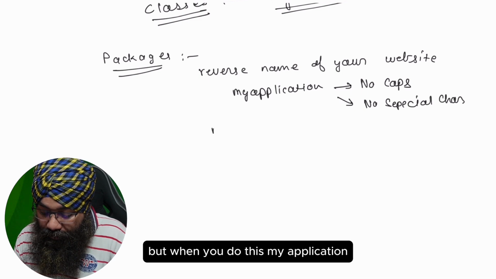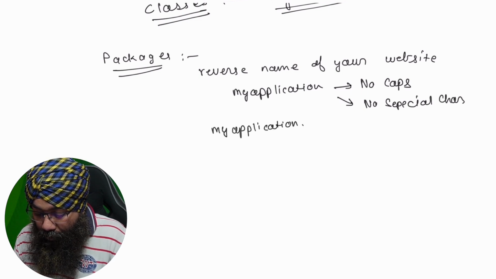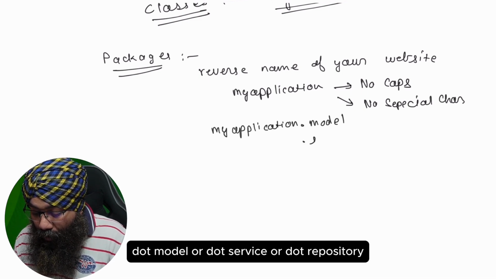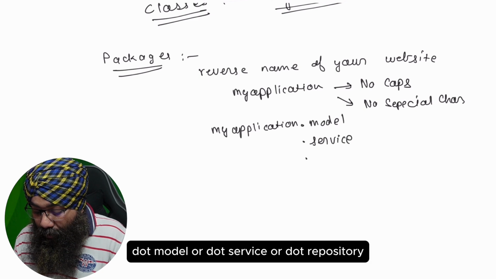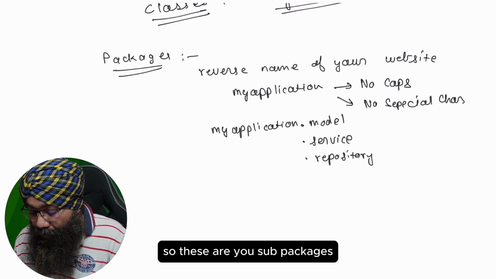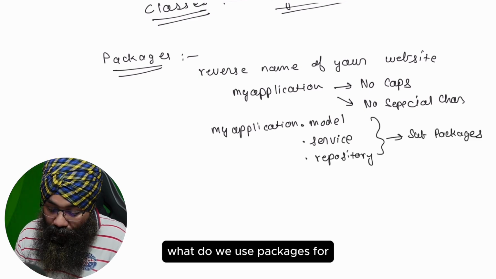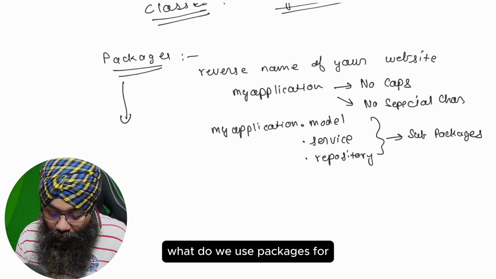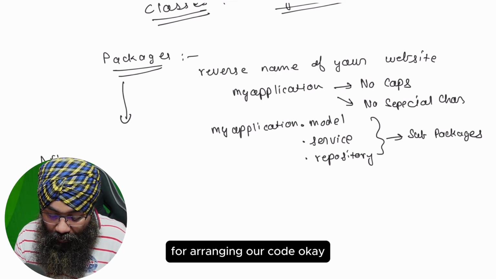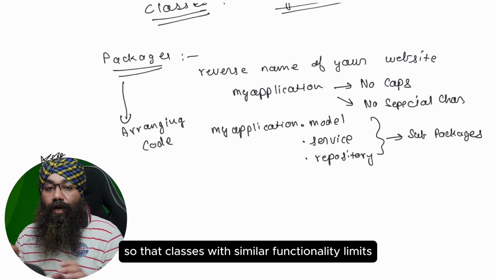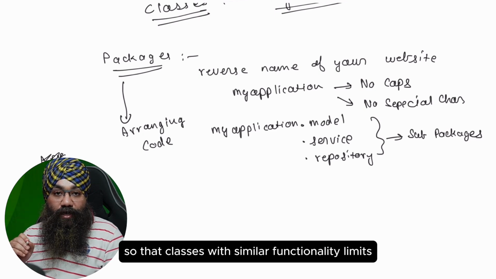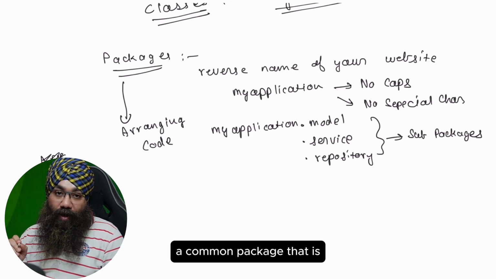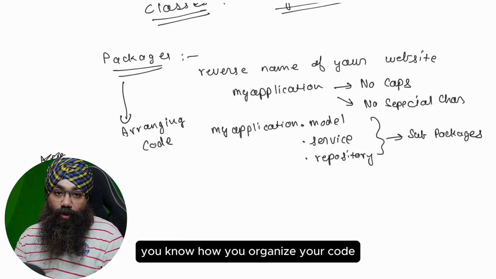But when you do this, my application dot model or dot service or dot repository, so these are your sub packages. What do we use packages for? Arranging our code, so that classes with similar functionality live in a common package. That is how you organize your code.